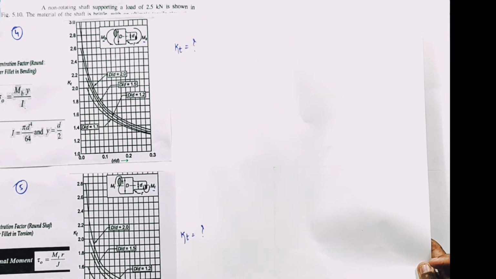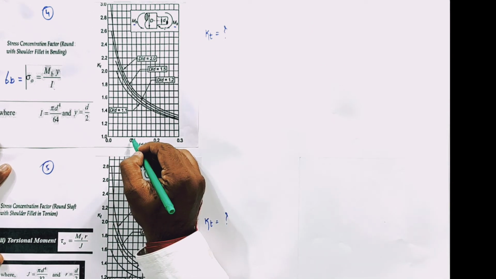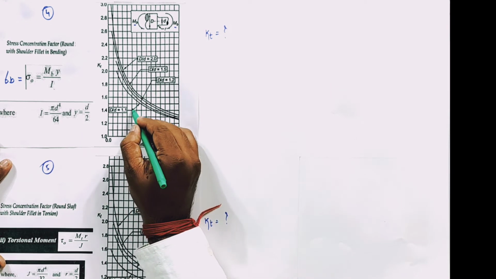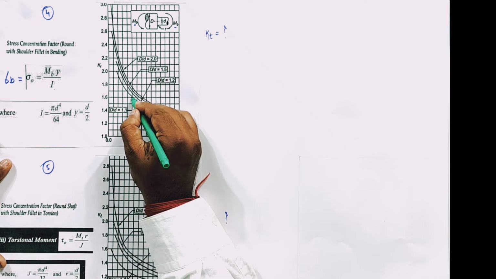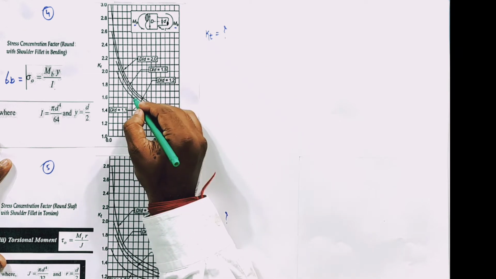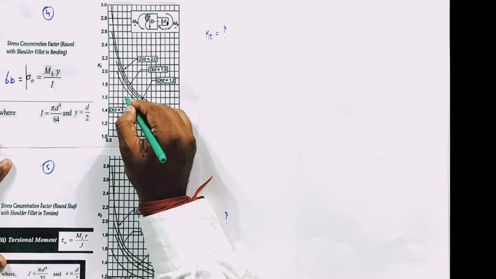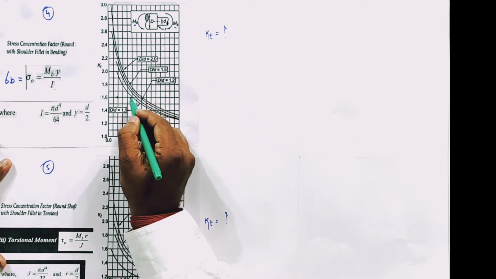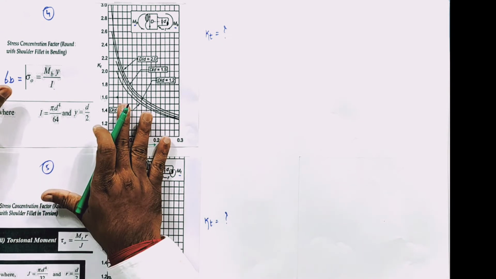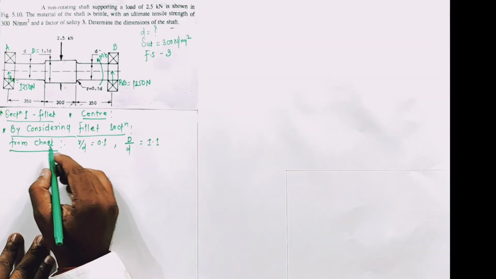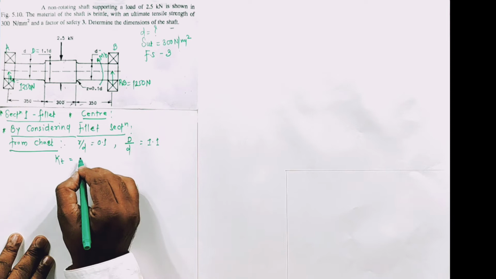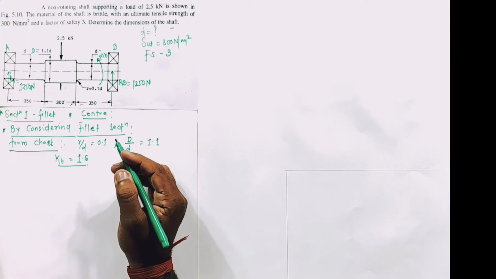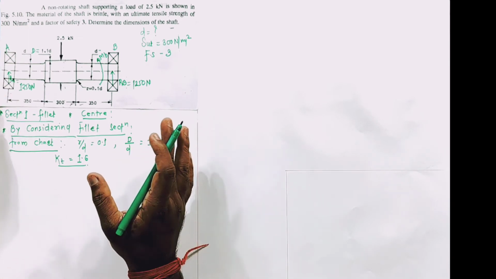Now we'll move toward the chart and find out the KT factor. 0.1 I got for R by D and D by d is 1.1. Here is the first graph. If I move from here toward the top side, I'll get this graph at this point. So I can say this point, and if I move this side, I'll get the KT value, 1.6. Correct? KT value directly 1.6. So I'll write, from chart KT is equal to 1.6. Very important: this is the KT, the theoretical stress concentration factor, which I have found.